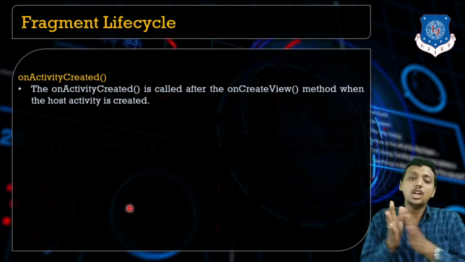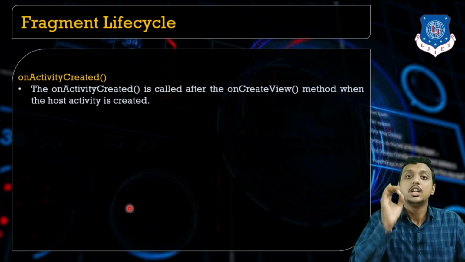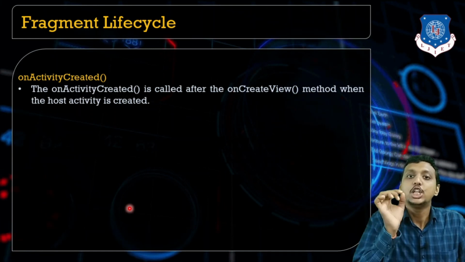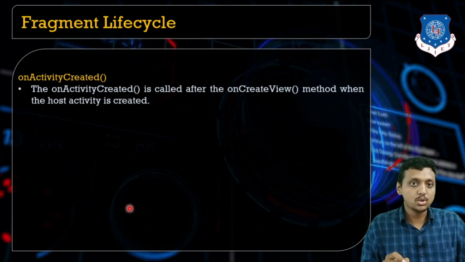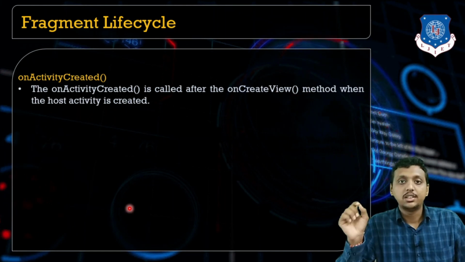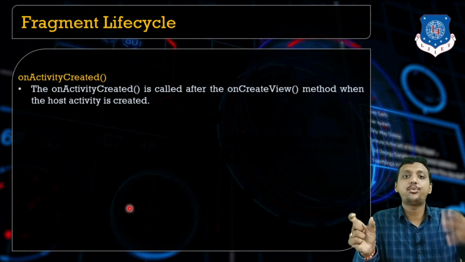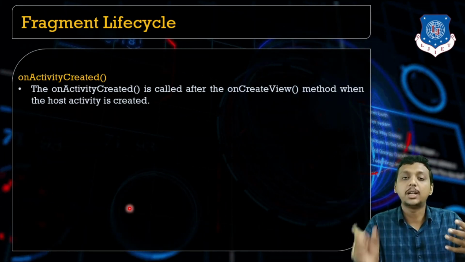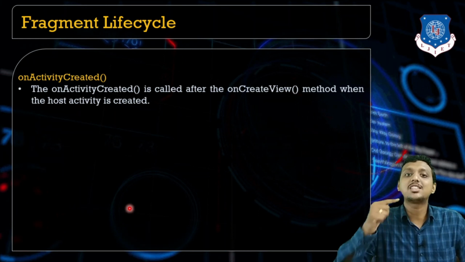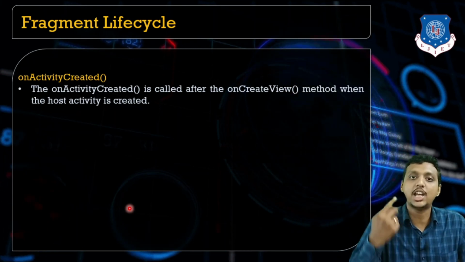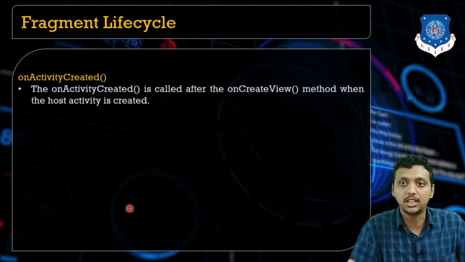So when the onActivityCreated method is called, is the activity stopped or started? No, never. The onActivityCreated method is called when your activity has completed its created state. So, sir, what happens over here? See, students, the activity method is called like onCreate, but during the activity's onCreate, four different methods are called for the fragments. That means after the creation of the activity, the fragment completes four different methods: onAttach, onCreateView, onViewCreated, and the last one is onActivityCreated.